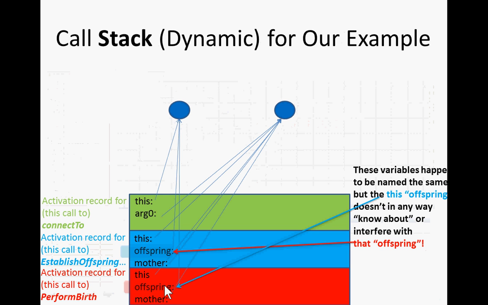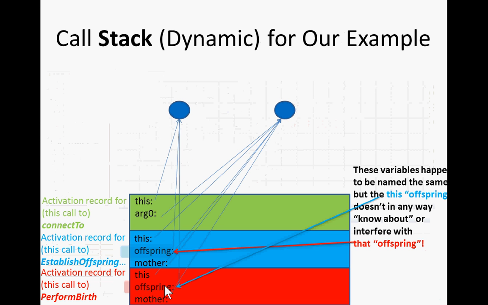So here, this is the activation record for perform birth, okay? Here's the activation record for establish offspring connection based on mother's connections. And here's the activation record for connect. Why is it putting these things on the stack? Why is it stacking them up? This looks like a bizarre structure. Well, it's not so bizarre when you remember that in order to resume here, it has to know where to resume. It has to know from whence it came.